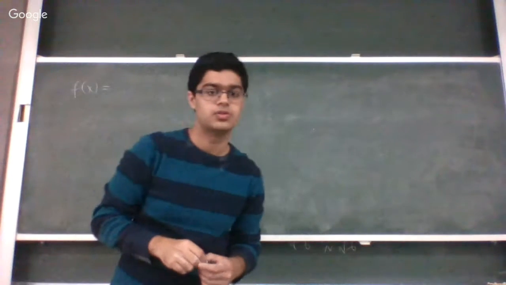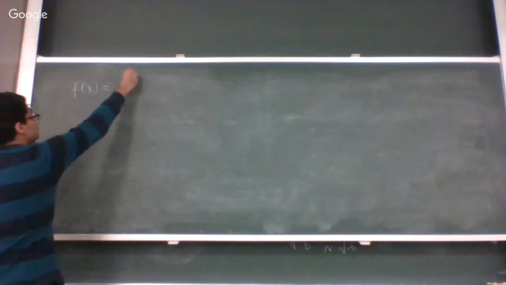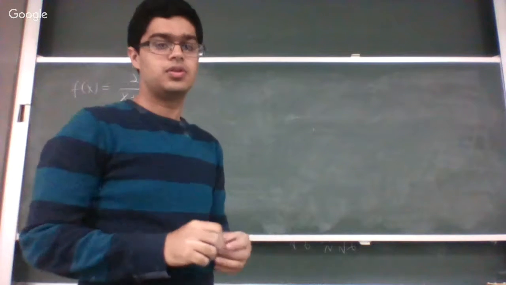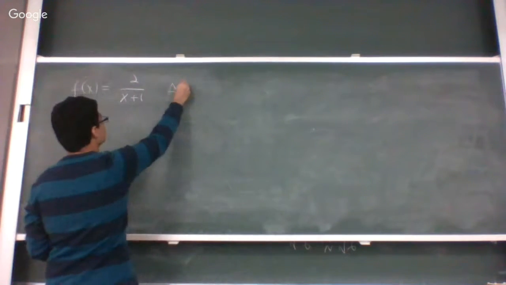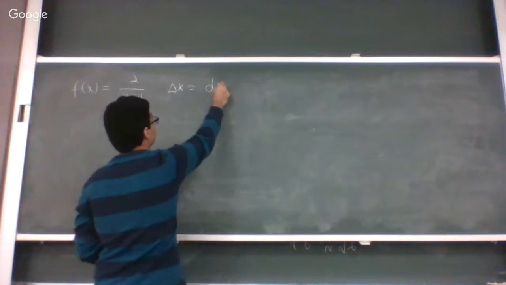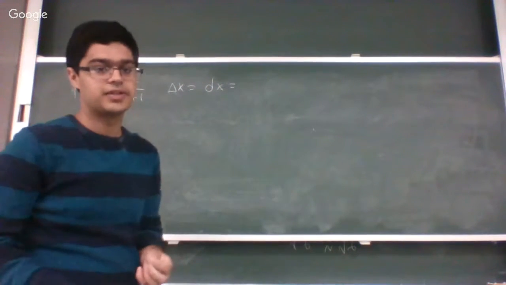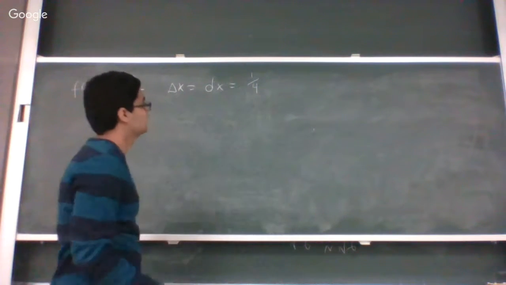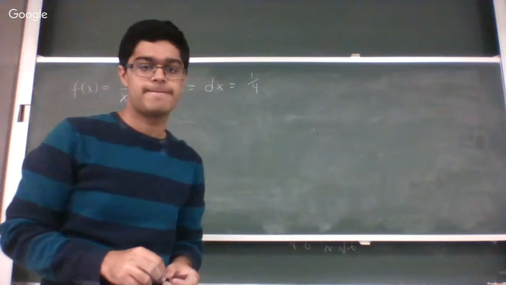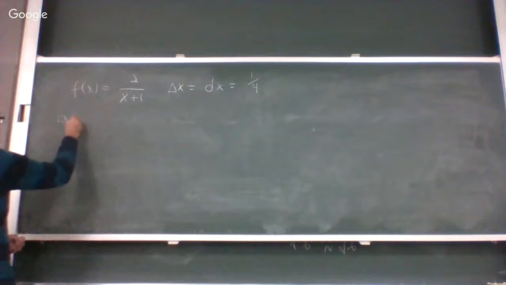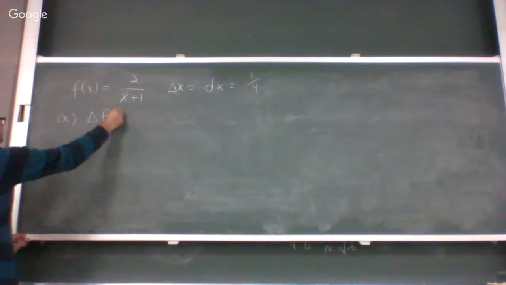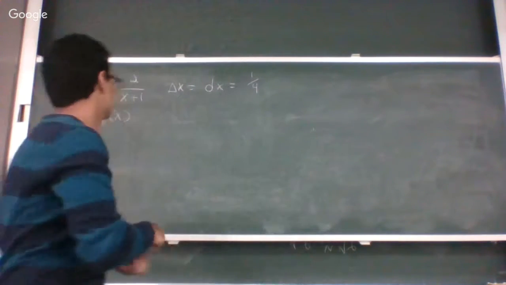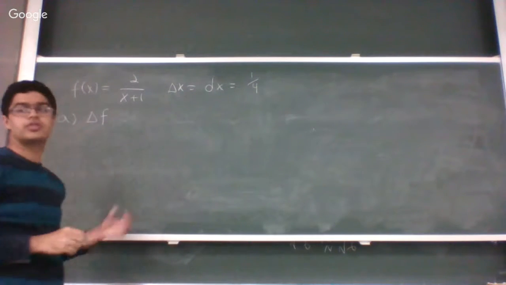f of x is equal to, let's do 2 over x plus 1. And they tell us change in x is equal to, which we know is equal to dx. And then we can make that number 1/4. So change in x is 1/4. So for A, they said find change in f of x. What is this equal to? What's the formula?